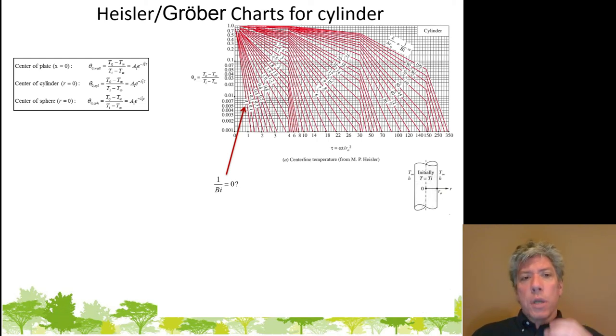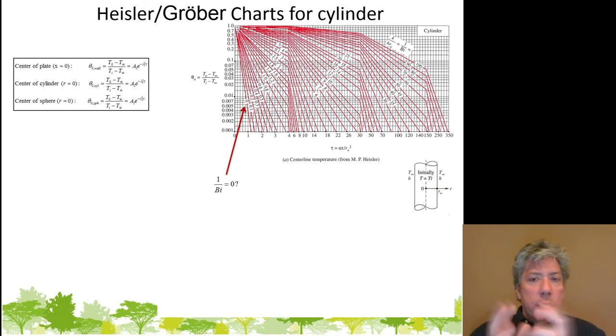Now, notice we've got charts for walls, for cylinders, and spheres. They all have a 1 over Bi number line equal to 0, and all of those lines are for the surface temperature of the body specified. Pause the video and right now go mark on those lines, put an arrow to it, and say, this means that the surface temperature of the body is specified.